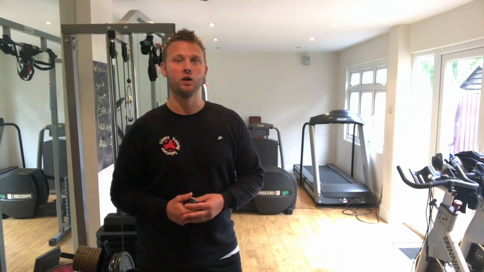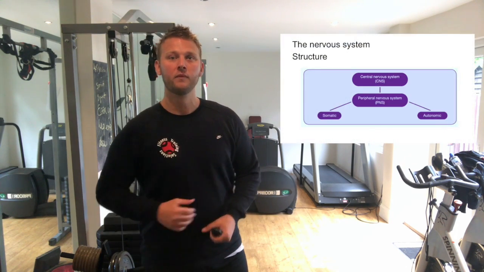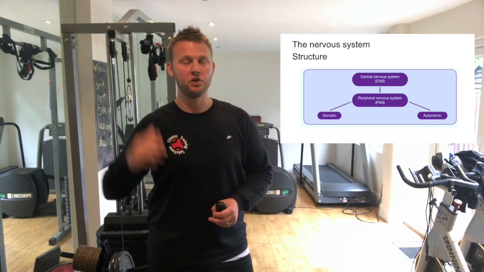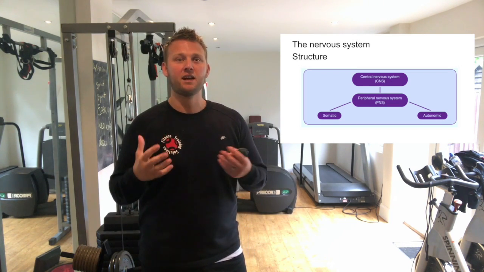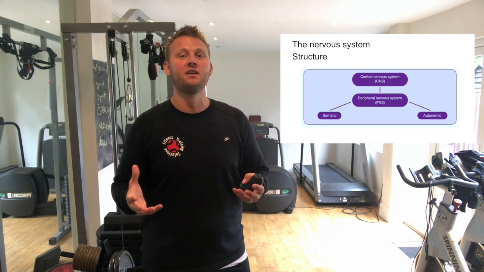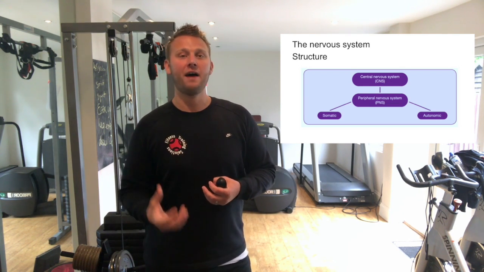So how does it work? Well, the nervous system structure is just here. So first of all, we start with the central nervous system, which is the brain. So this is our command centre. This is what's going to tell us what we need to do. It's going to give us the answers. But before it does that, it needs to have information.